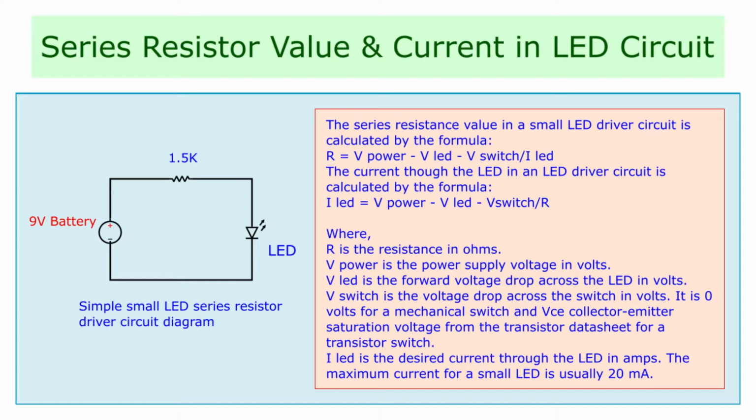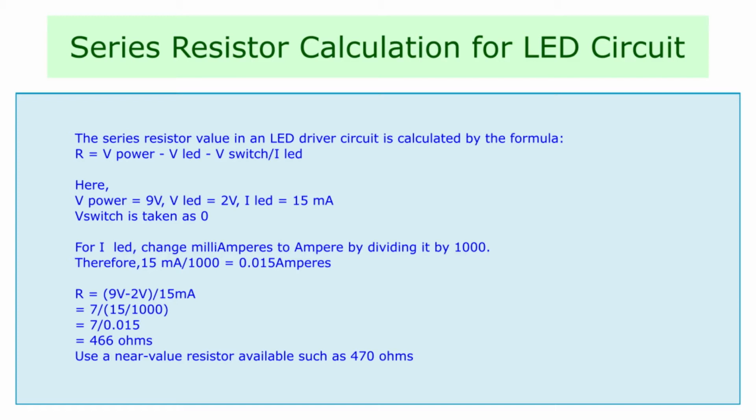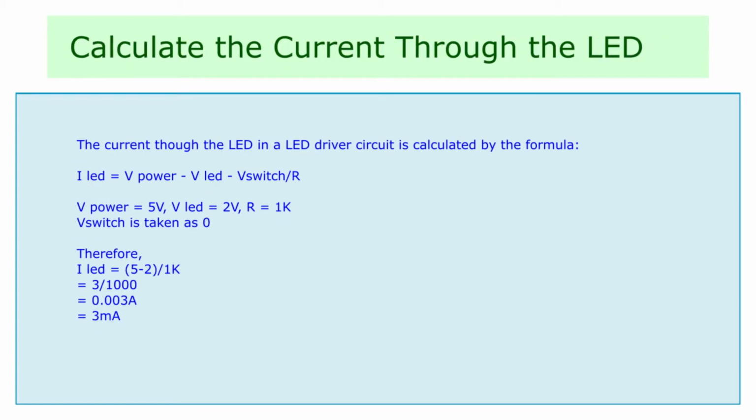Voltage drop across the mechanical switch is taken as 0. VCE or collector emitter saturation voltage in the transistor datasheet is taken as the transistor voltage drop. I LED is the current flowing through the LED in amps. The normal current flow through a small indicator LED is around 5 to 20 milliamps.